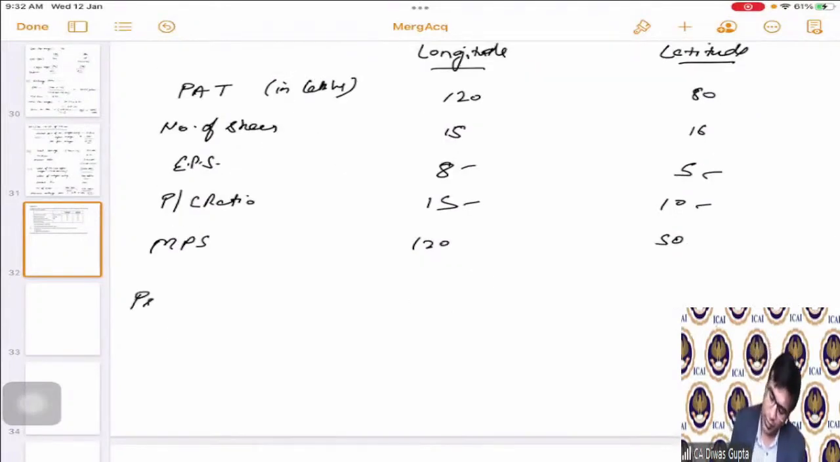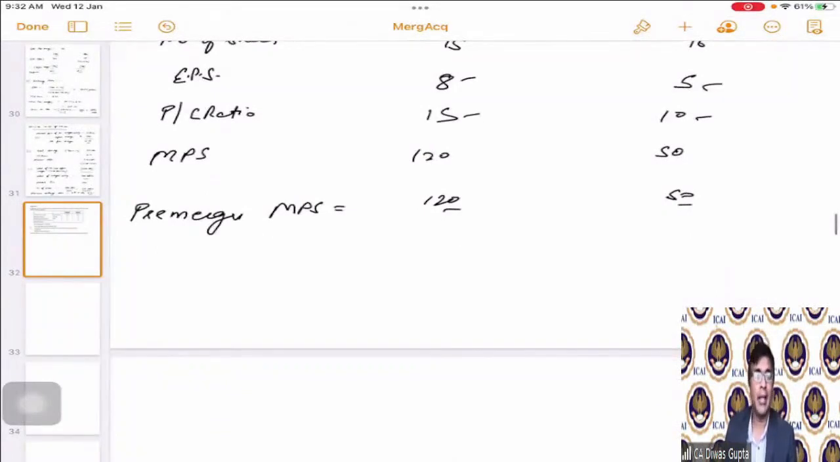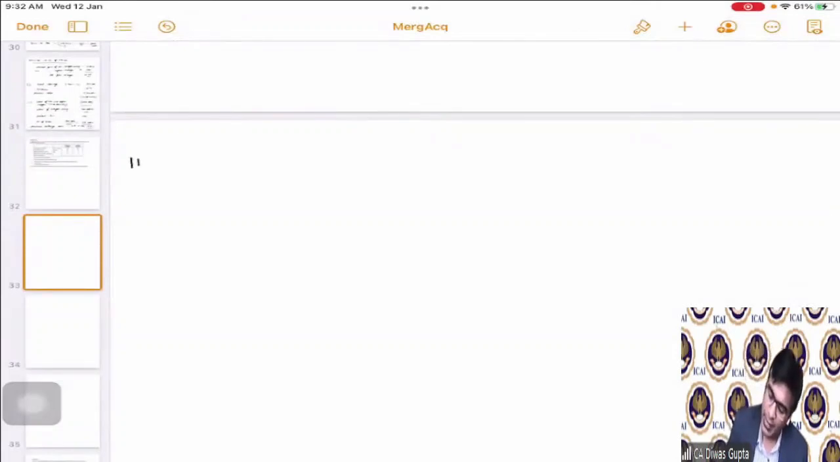So this is the pre-merger value, right? Pre-merger MPS is equal to 120 and 50 respectively. So that is the first part of the question. Second part, it is saying the maximum exchange ratio Longitude Limited can offer without the dilution of EPS and MPS. So if they don't want to dilute their EPS, then what is the exchange ratio? If they don't want to dilute the MPS, then what is the exchange ratio? That means they are asking us to equate the current EPS with the expected EPS in the first part, and in the second part, the current MPS with the expected MPS.